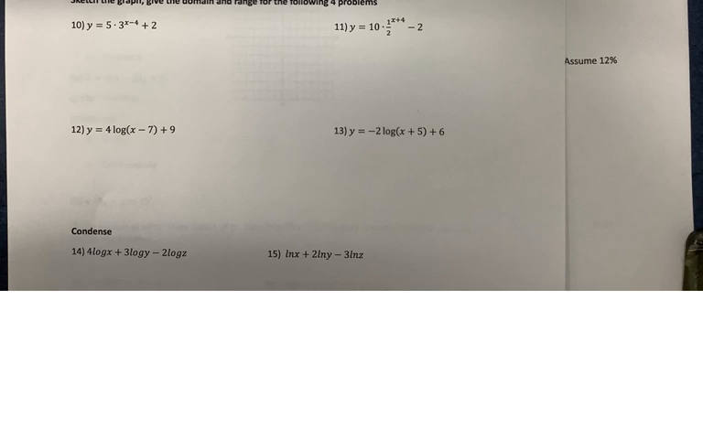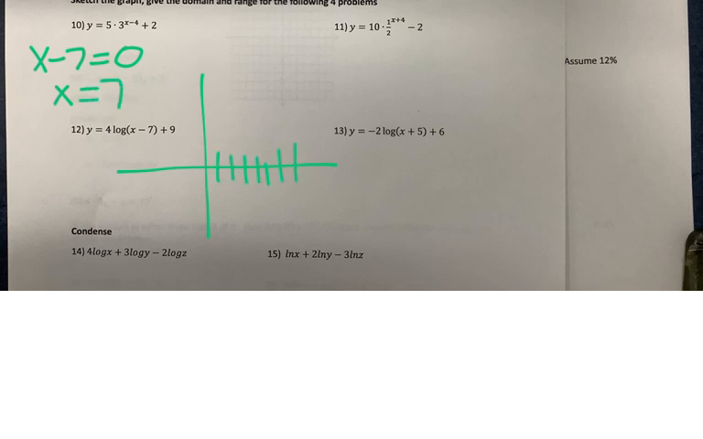All right, some log graphs. So these were exponentials. Now we're going to do logs. And so logs, a little bit different. We're looking for the vertical asymptote. So remember, we set the inside equal to 0. That tells us the vertical asymptote, also known as the horizontal shift here. So 7. 1, 2, 3, 4, 5, 6, 7. So there's my vertical asymptote.